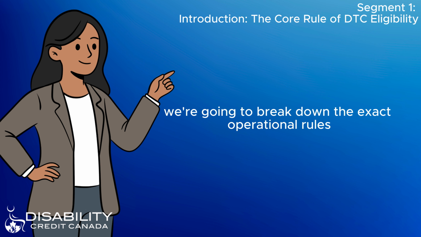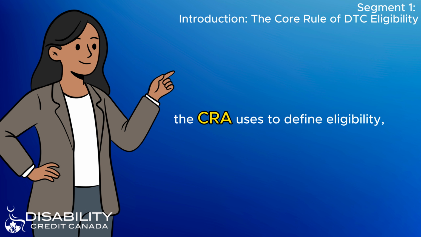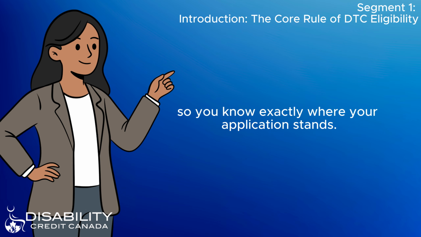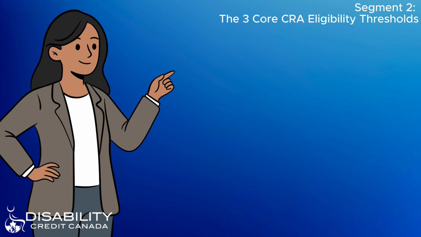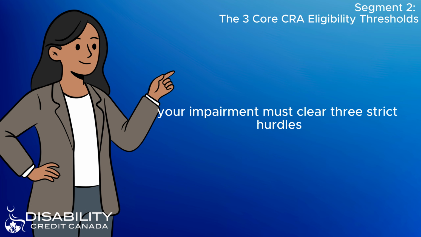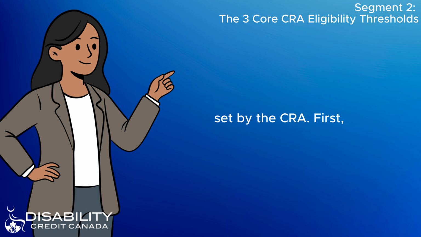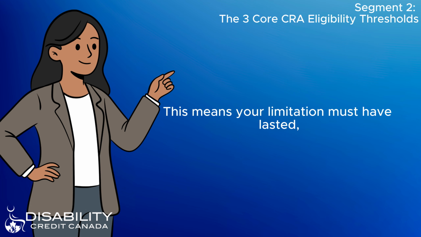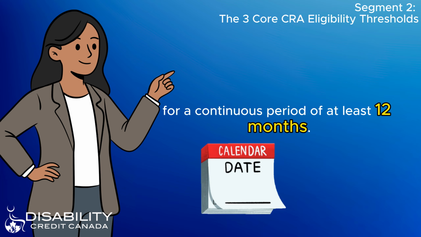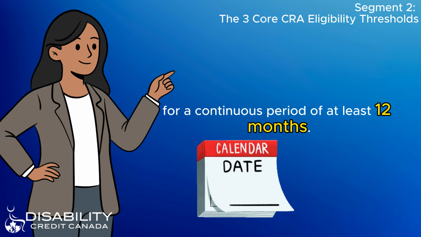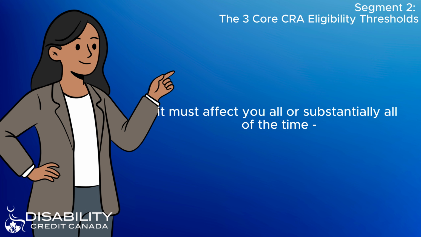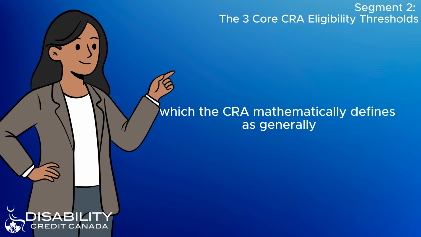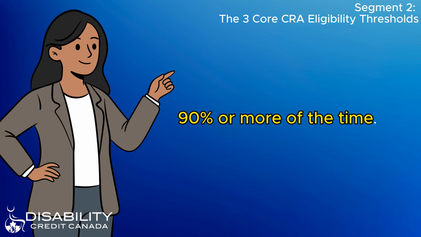Today, we're going to break down the exact operational rules the CRA uses to define eligibility, so you know exactly where your application stands. To qualify under any category, your impairment must clear 3 strict hurdles set by the CRA. First, it must be prolonged. This means your limitation must have lasted or be expected to last for a continuous period of at least 12 months. Second, it must affect you all or substantially all of the time, which the CRA mathematically defines as generally 90% or more of the time.